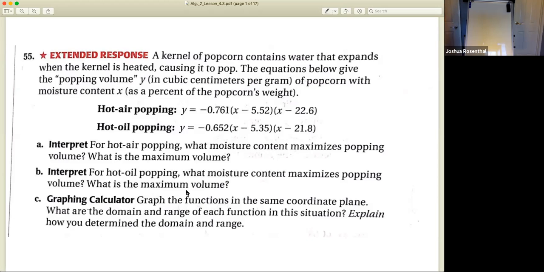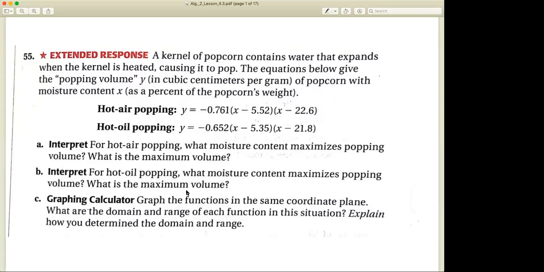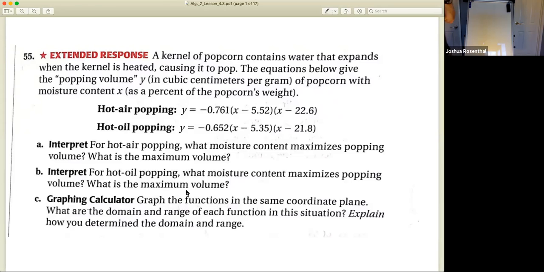The equations below give the popping volume, Y, in cubic centimeters per gram of popcorn with moisture content X as a percent of the popcorn's weight. So how big is the popcorn going to become when the kernel bursts? Is it going to be more with oil when you cook it in oil, or more with air? What would oil do to the kernel? It's going to be bigger with oil. Would oil protect it from popping? Oh wait, no, it's bigger with air.